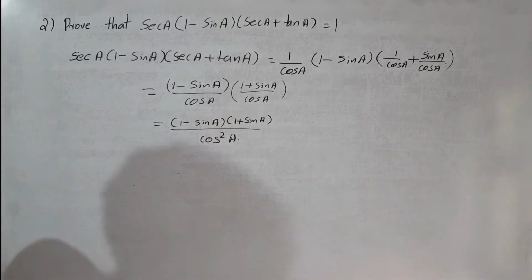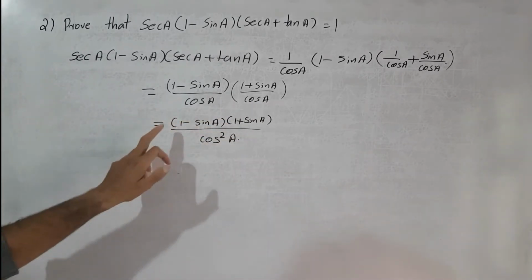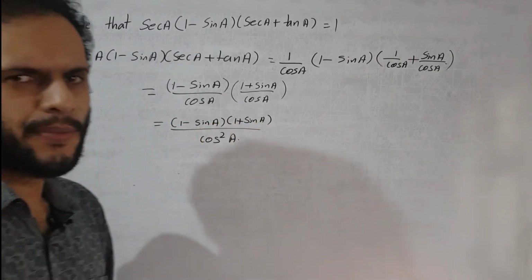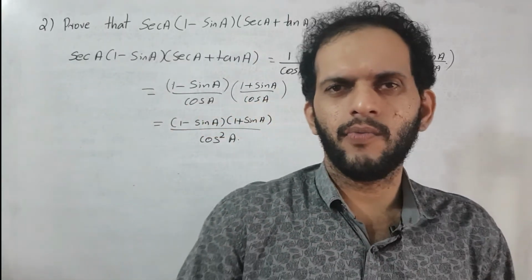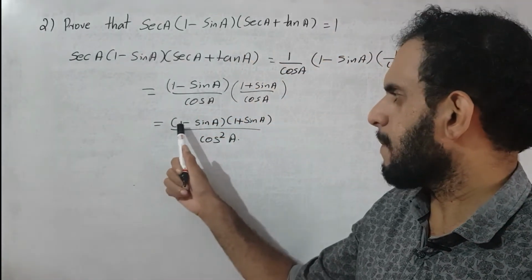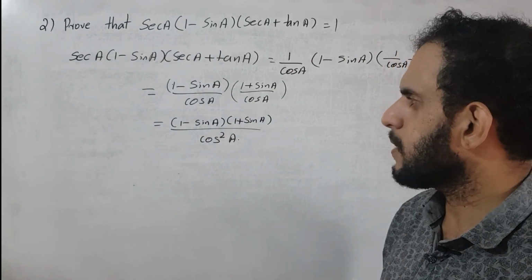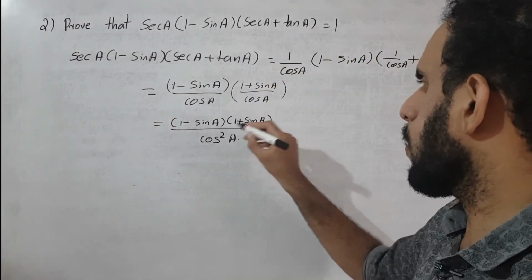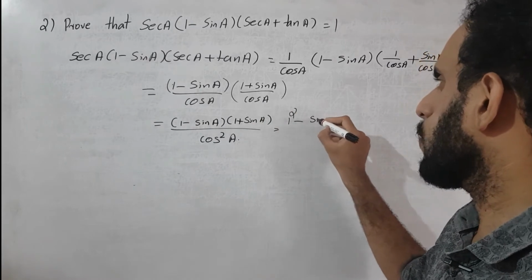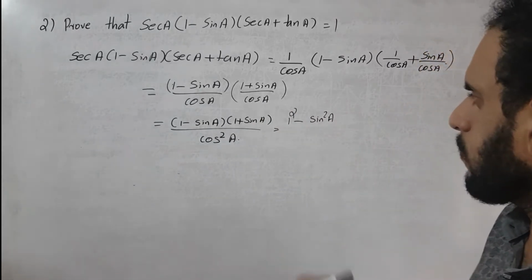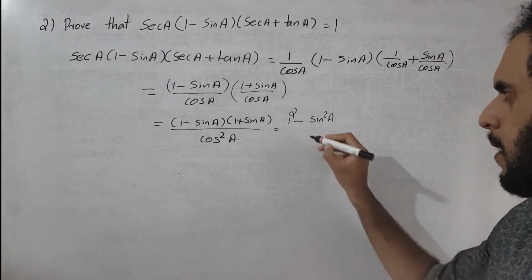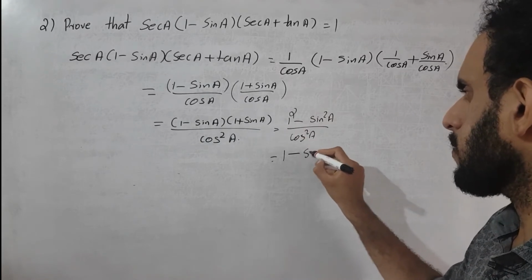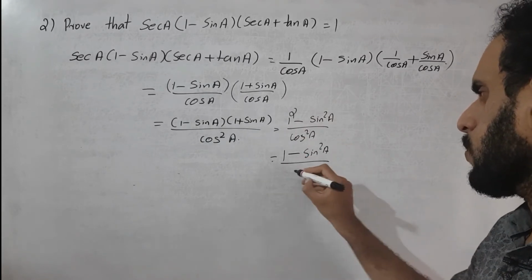Cos square A. Then now it is very clear, the numerator is in the form of A minus B into A plus B. Correct, A minus B. Instead of A here we use 1, instead of B we use sine A. So this one is in the form of A minus B into A plus B. What is A minus B into A plus B? Yes, A square minus B square. Then it is equal to 1 square minus sine square A. Not sine A whole square, we are writing sine A whole square as sine square A by cos square A. Okay, then it is equal to, what is 1 square? 1 square is 1. 1 minus sine square A by cos square A.